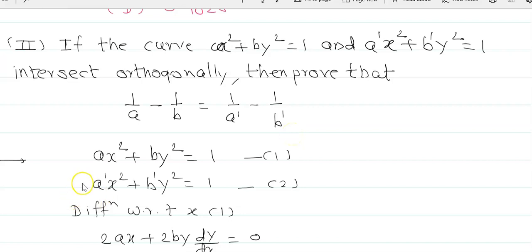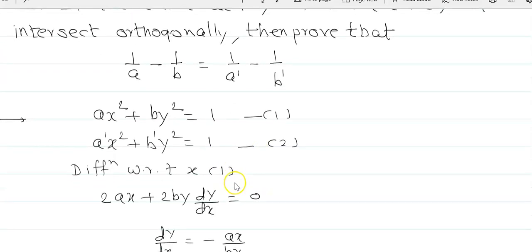Now we have the curves ax² + by² = 1, this is equation number 1, and a'x² + b'y² = 1, this is equation number 2. Now we will differentiate this with respect to x. The derivative of x² is 2ax, and the derivative of y² is 2by into dy/dx, so 2ax + 2by dy/dx = 0.